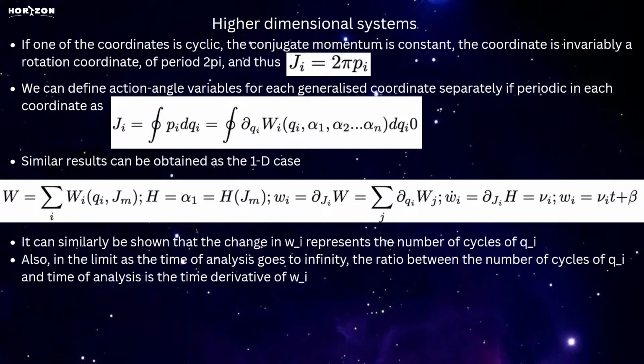And as before, we can find all of the relations between these quantities, except they are now in more dimensions and there are more quantities present. We can also show that the change in wi represents the number of cycles in qi. And in the limit as time goes to infinity, the ratio between the number of cycles of qi and the time of analysis is indeed our frequency, which is the time derivative of wi. This allows us to solve for periodic systems in higher dimensions as well.